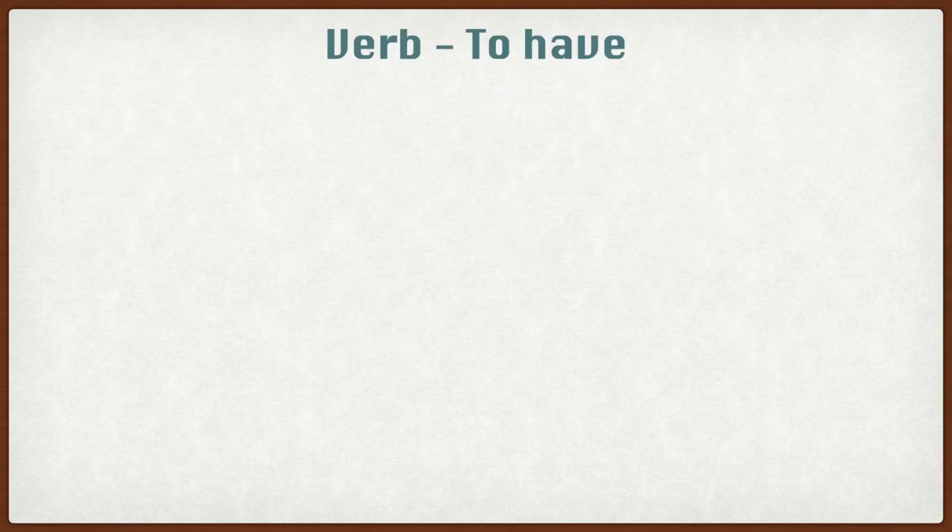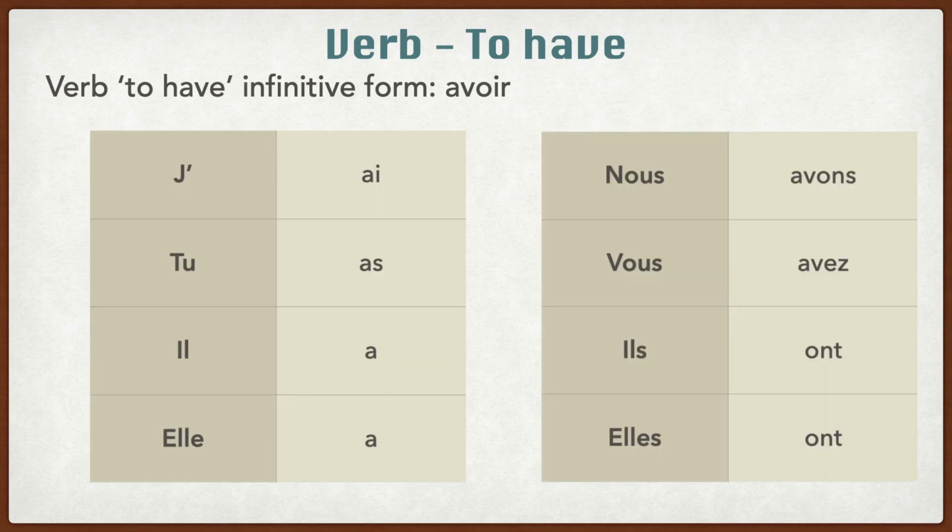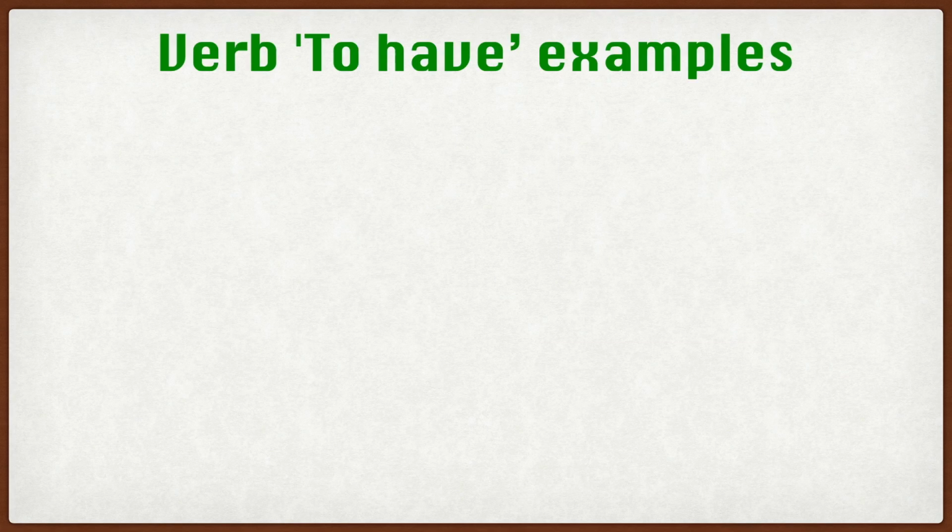It takes the infinitive form avoir. Let's show the conjugation for the verb avoir. I have, j'ai. You have, tu as. He has, il a. She has, elle a. We have, nous avons. You have, vous avez. They have, ils ont. They have, elles ont.